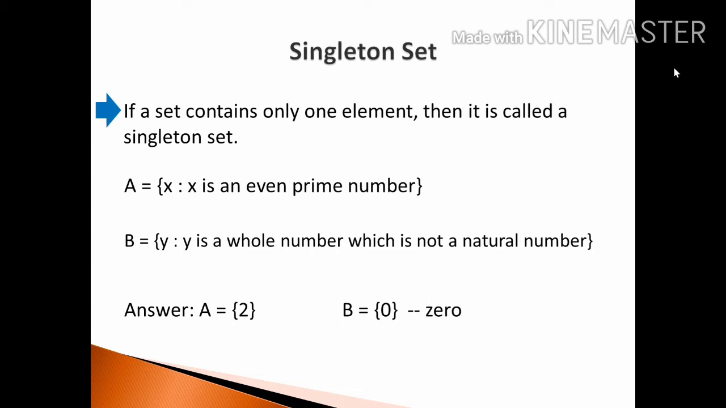We know that 2 is an even number, and at the same time, 2 can only be factored by 1 and itself. Now on the second set, we know that all whole numbers are also natural numbers except for the 0. So whole numbers have a 0 and natural numbers start from 1 to positive infinite. Therefore, set B has an element of 0, which is also a singleton set.